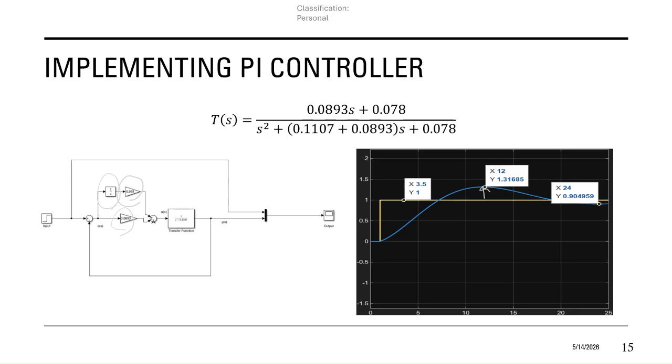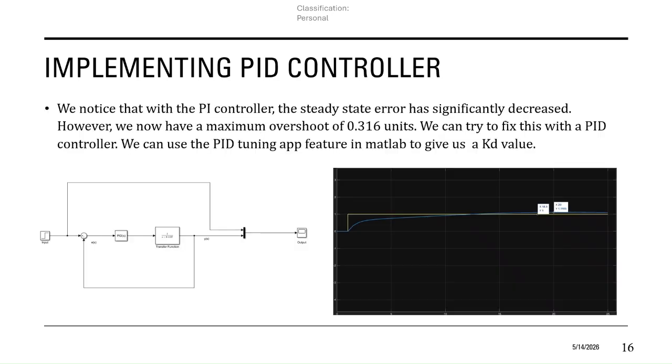If you notice here, you'll see that the maximum overshoot is 1.31 minus 1, which is 0.31, which is approximately 31%. That's too high. However, the steady state error is nearly gone. It's approximately 0, which is very good.